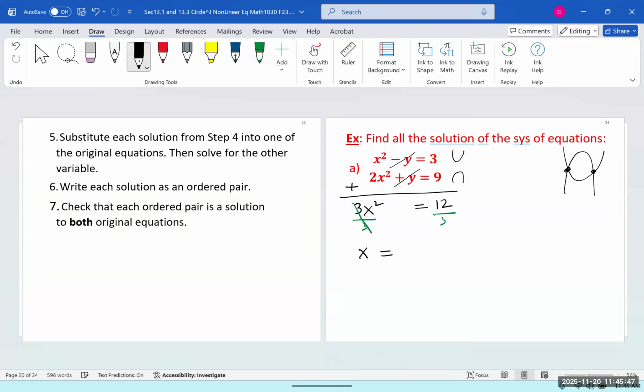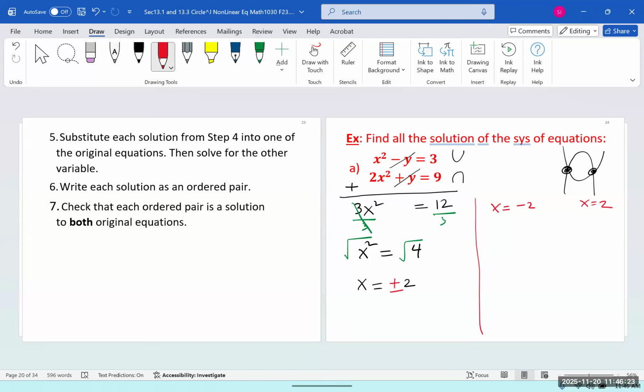We get x squared equals 4. Square root. So x equals. How many solutions are we supposed to have? 2. So we're supposed to have 2 of them. So x equals -2 and x equals +2. For each x, we have to have a separate y.